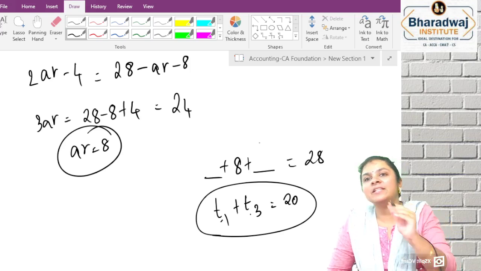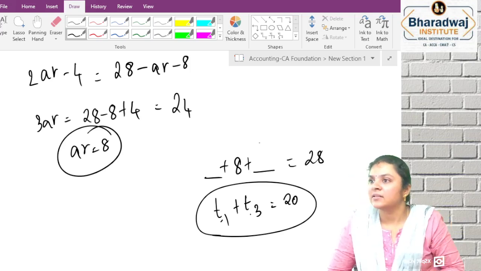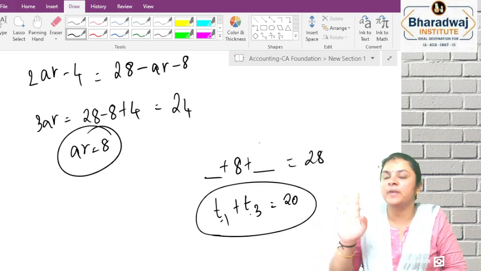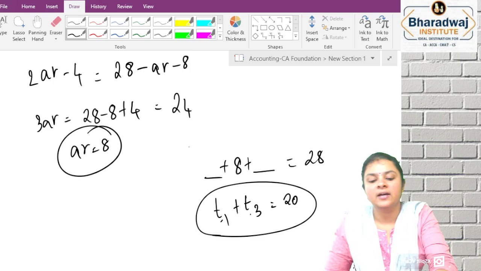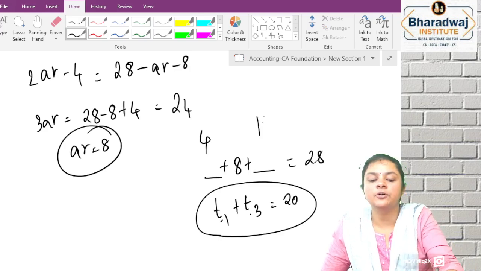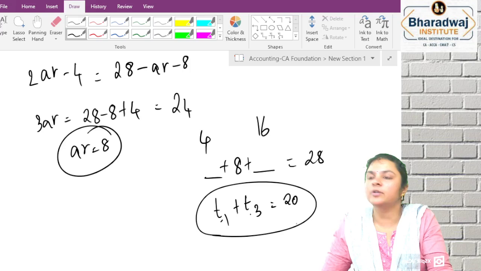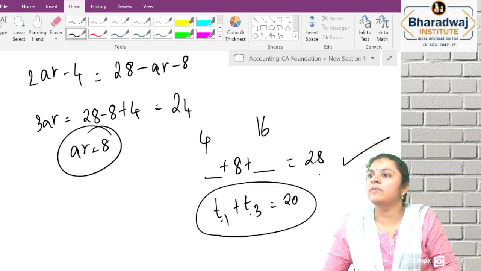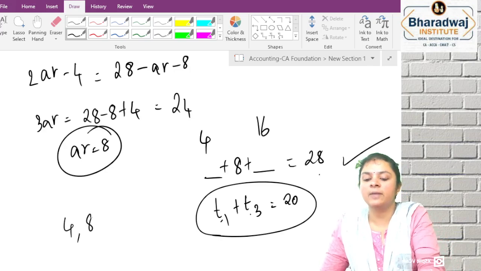Can we just do a random check? It is easier to do a random check than to break your head with a formula. Take a random 4 here. 4 into 2 is 8. Then what should the next number be? 8 into 2 is 16. 16 plus 4 is 20. 16 plus 4 plus 8 is 28. Over. Your three terms are 4, 8, 16.